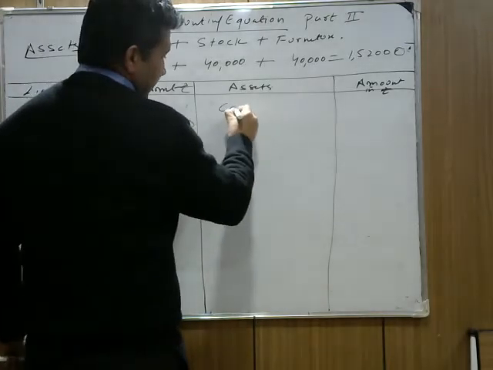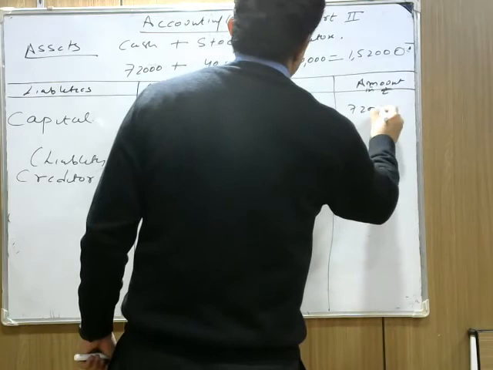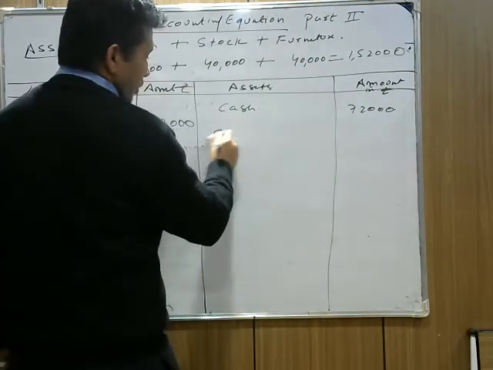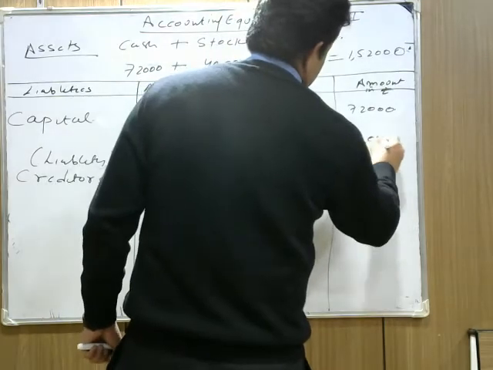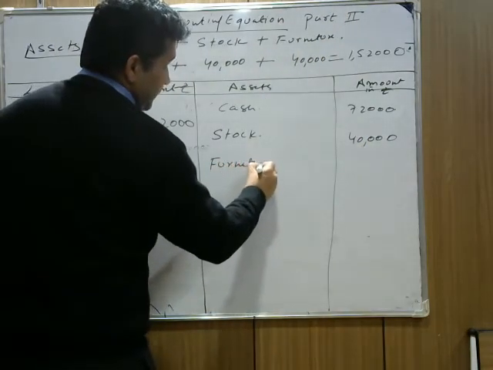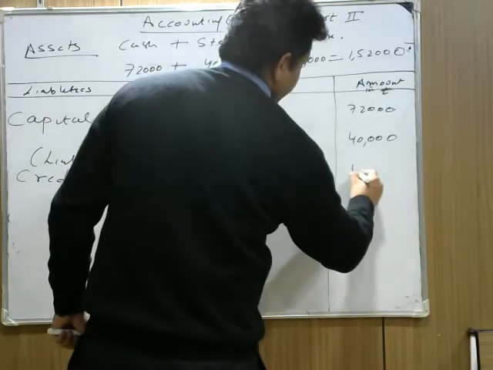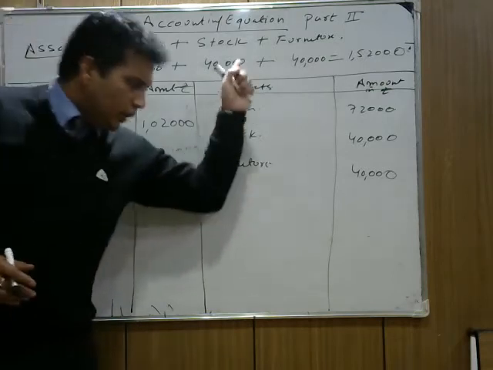Then, what are the assets given? We write the first thing, cash. Cash is an asset, worth rupees 72,000. Then we have a stock of rupees 40,000. Then we have furniture, worth rupees 40,000. We write all the assets on this side. Here, not many transactions will come.